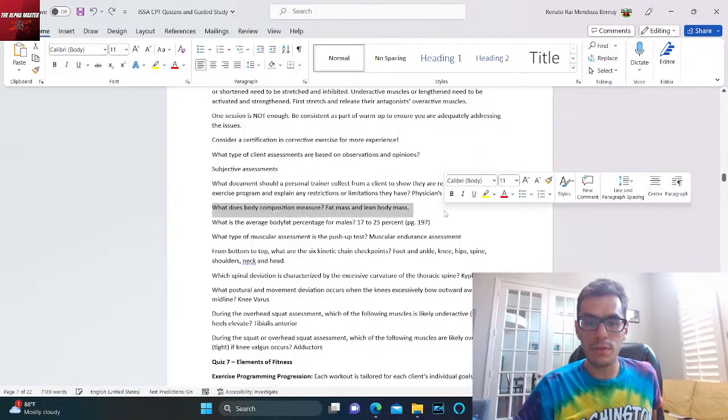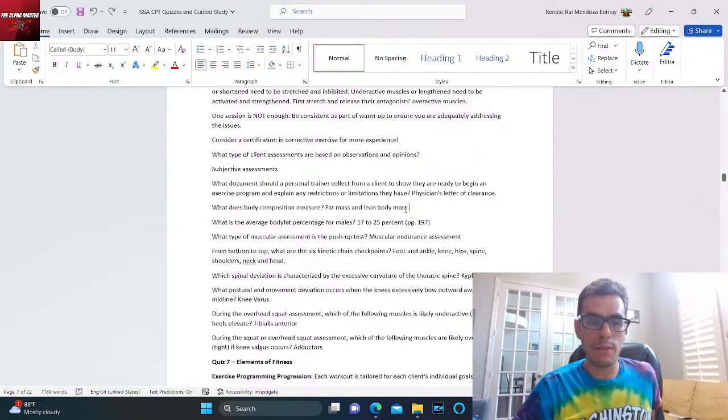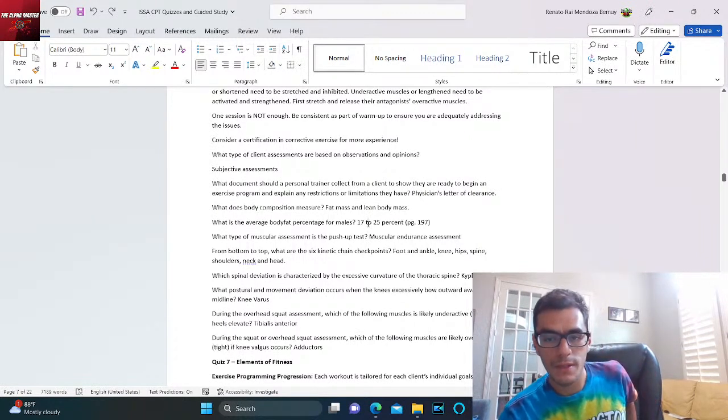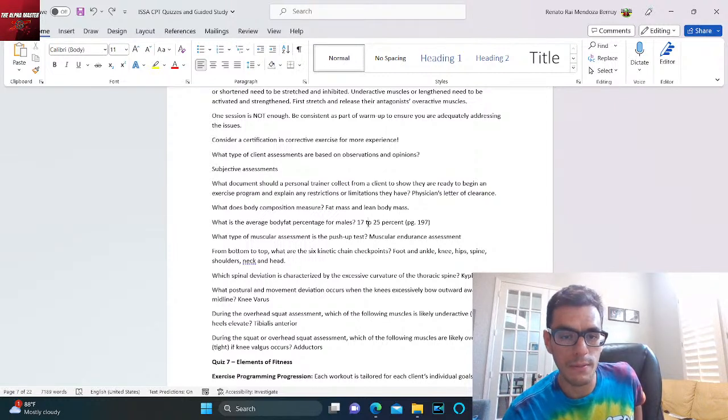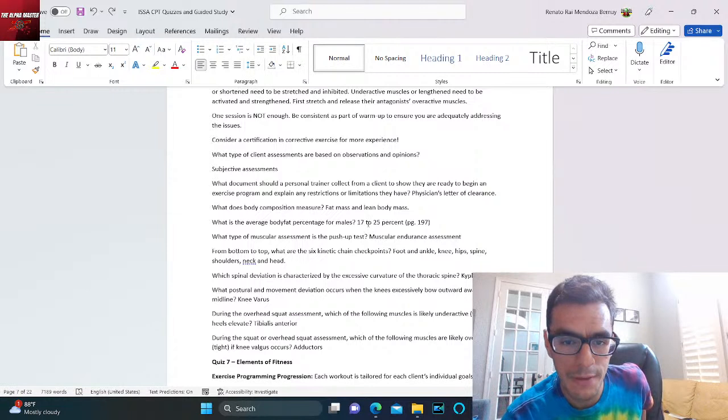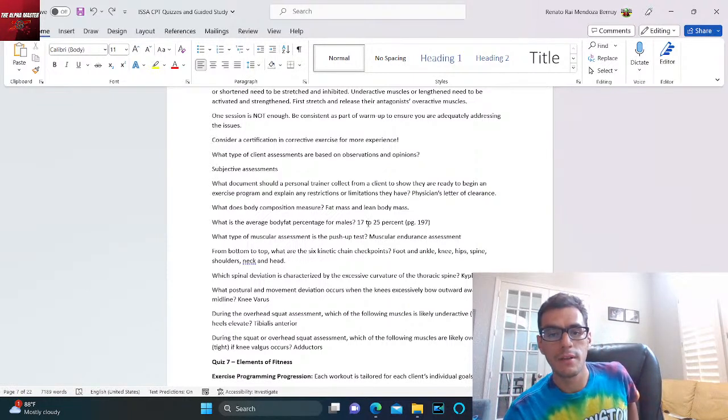What does body composition measure? Body composition measures fat mass and lean body mass.